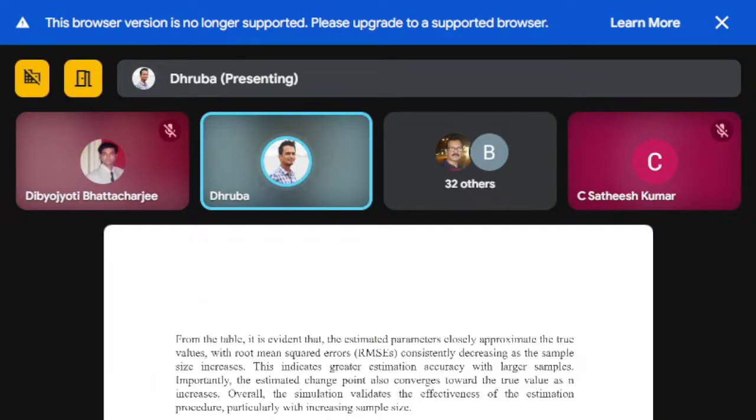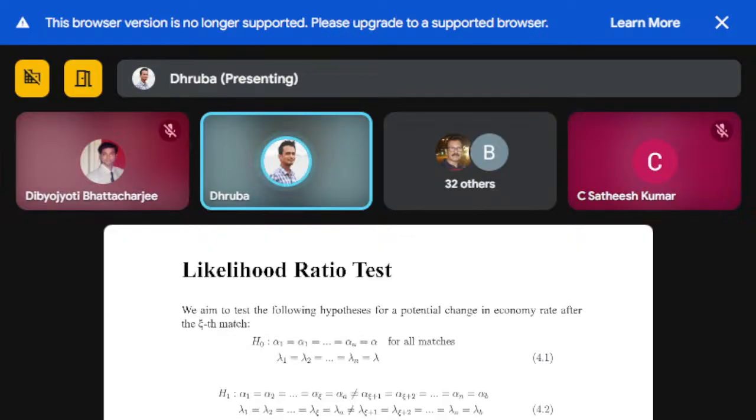So next, here we have found two models. One is with change point, one is without change point. First one is without change point, next one is with change point. Now to check whether these two models have a significant difference, that is, is there any significance of the change point in their mean economy rate? We have performed a likelihood ratio test.